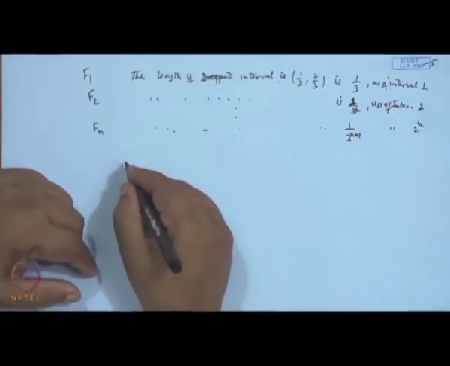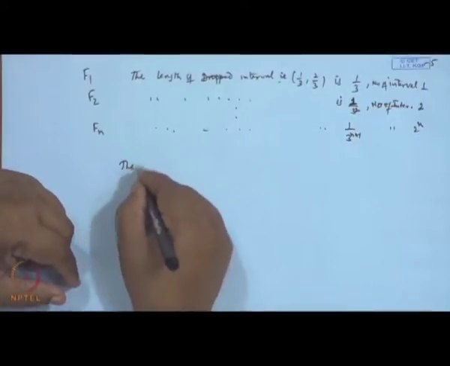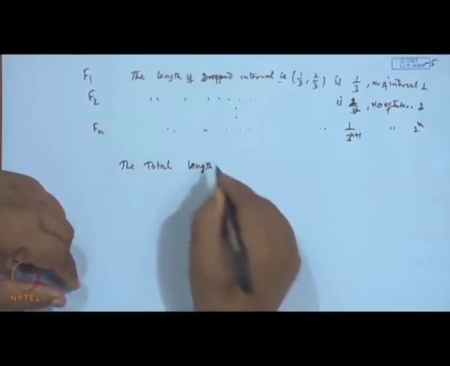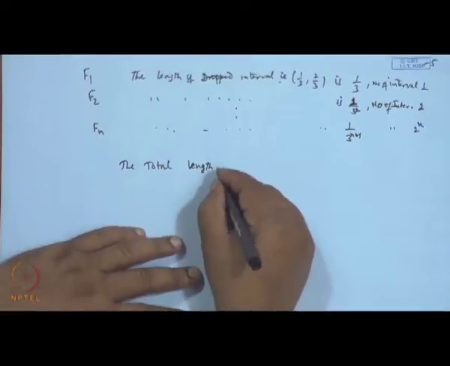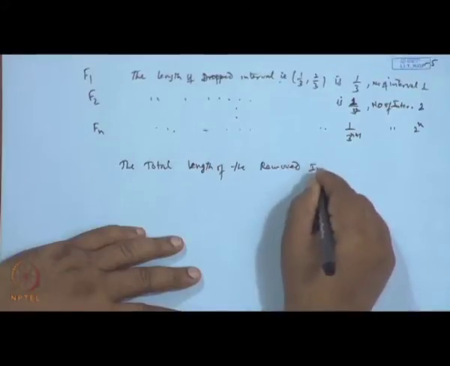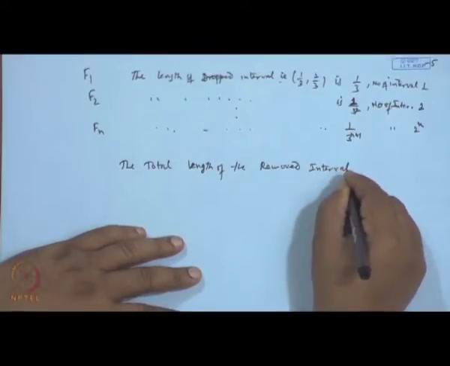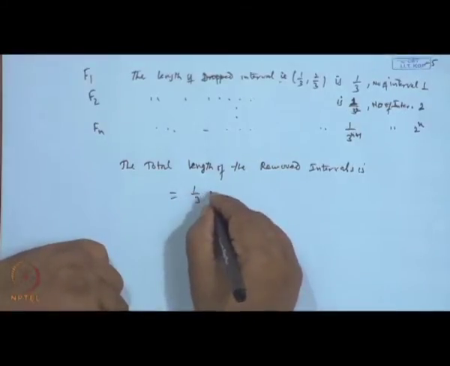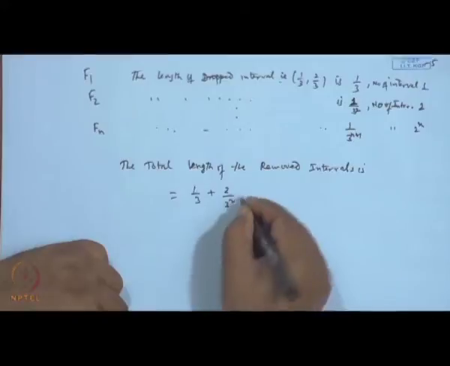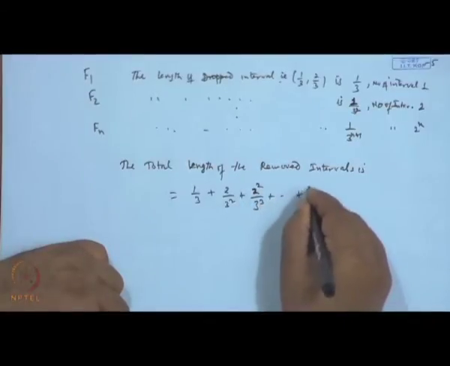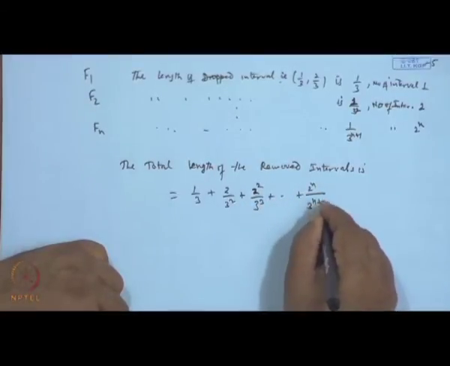So, the total length of the removed intervals is nothing but 1/3 plus 2/3 squared plus 2 squared by 3 cubed, and so on, plus 2 to the power n by 3 to the power n plus 1, and so on.